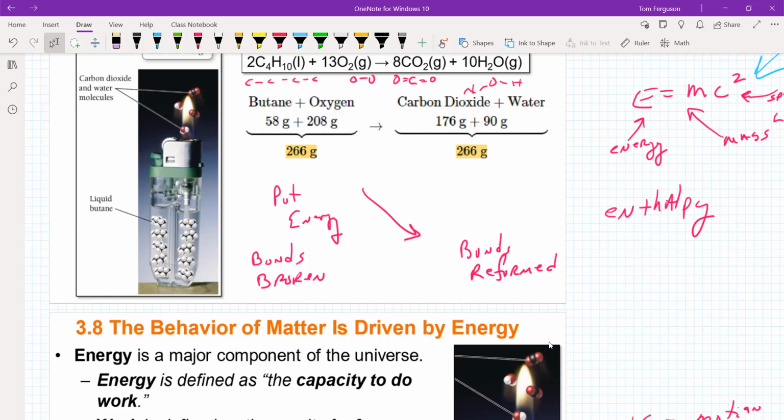If the potential energy goes down when the bonds are reformed, we still have to have that same amount of energy. So it's manifested in kinetic energy. So let's call potential energy P. P plus K reactants equals P plus K products. If P goes down, what must K do to make up? Got to go up. So potential energy is going down, K's got to go up.